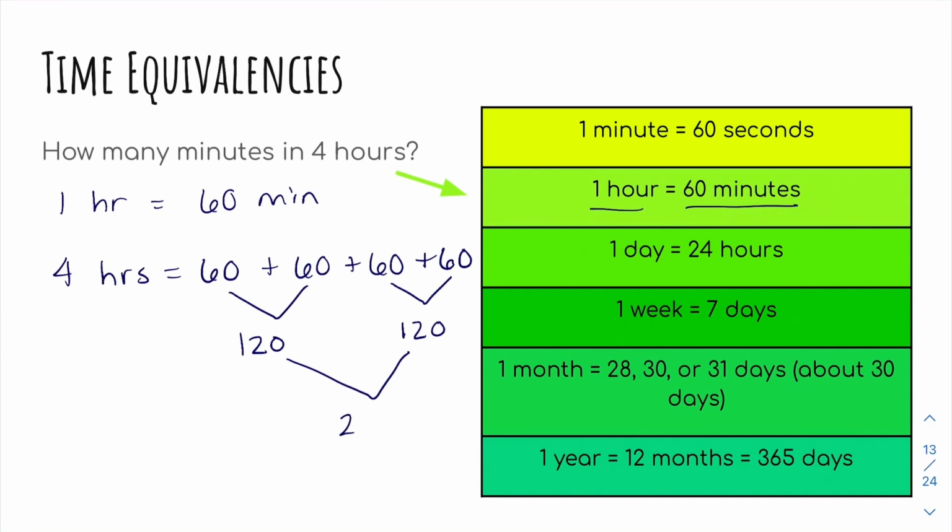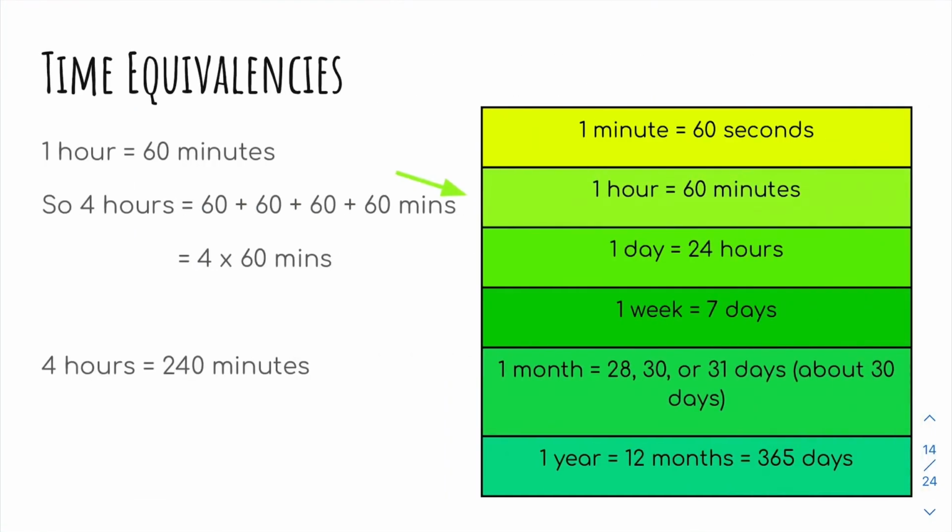I will get 240. 4 hours is equal to 240 minutes. I could also solve this problem with multiplication. Instead of adding 60 plus 60 plus 60, I could multiply 4 times 60 to get my answer of 240 minutes is equal to 4 hours.